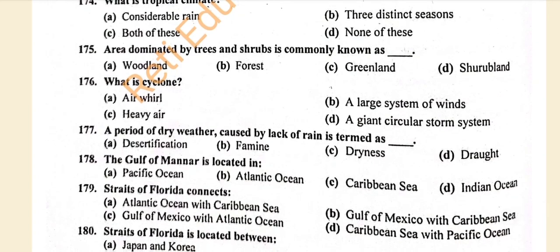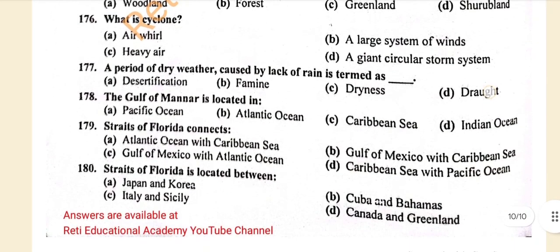Question 175. Area dominated by trees and shrubs is commonly known as A. Woodland, B. Forest, C. Greenland, D. Shrubland. And the correct answer is A. Woodland.